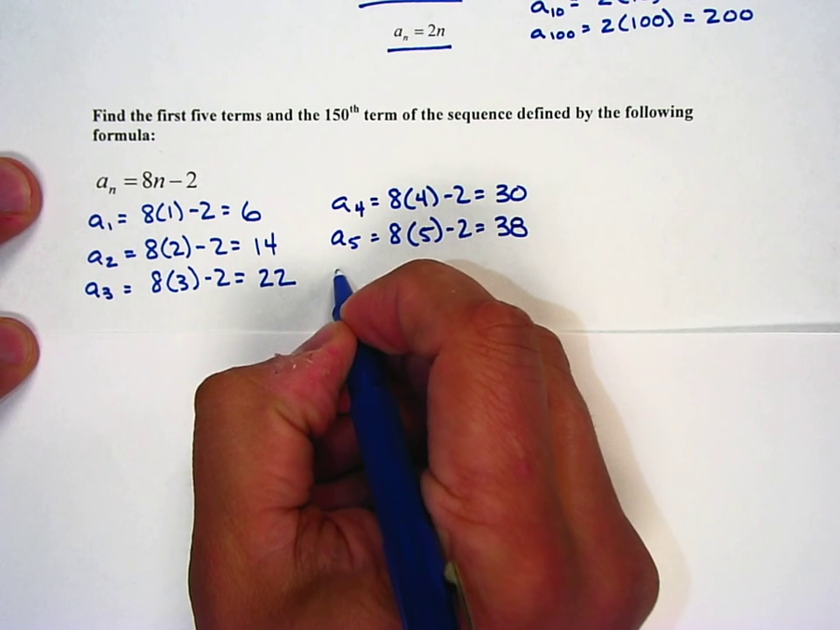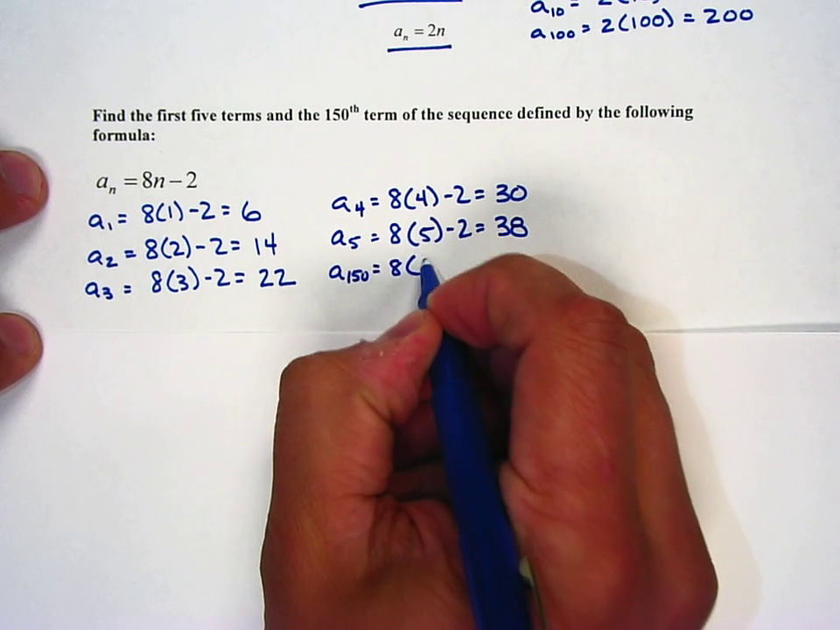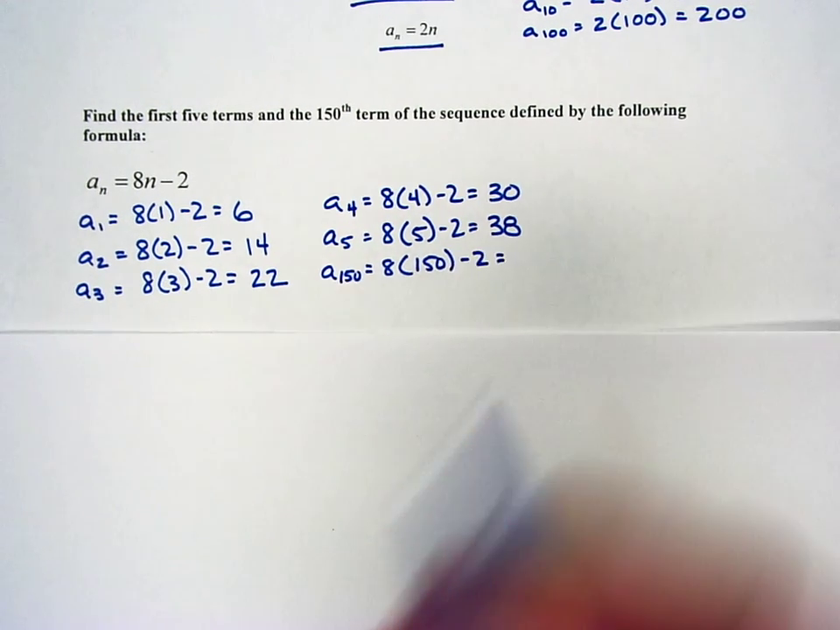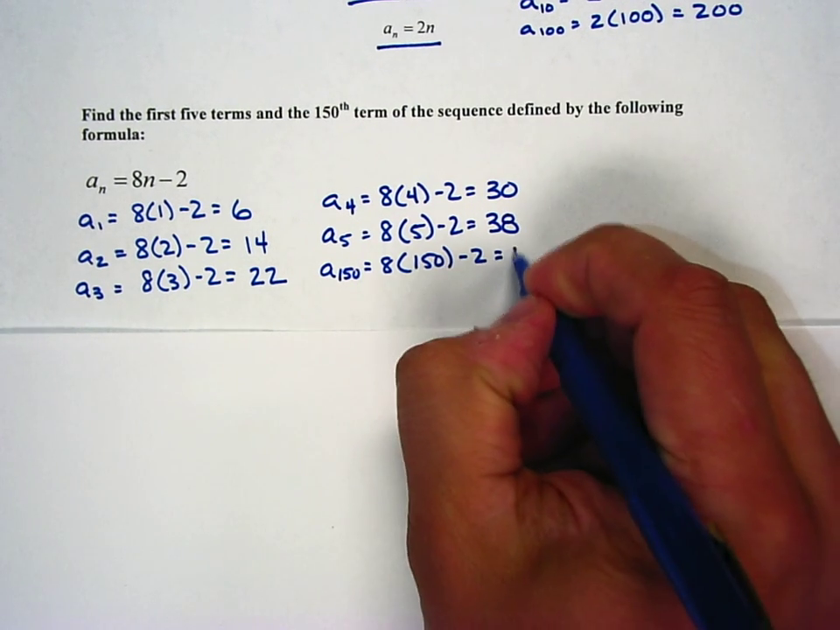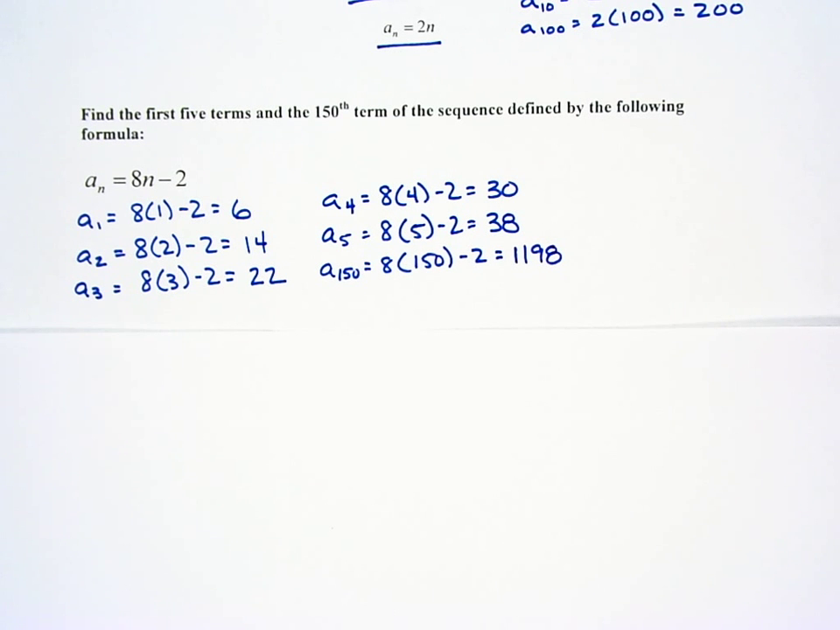And then the last term, or the 150th term, I should say, is 8 times 150 minus 2. I'm going to grab my calculator real quick. Can't do that in my head. So 8 times 150 is 1,200 minus 2 is 1,198. So there's the first 5 terms and the 150th term.